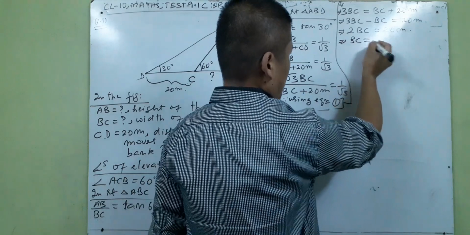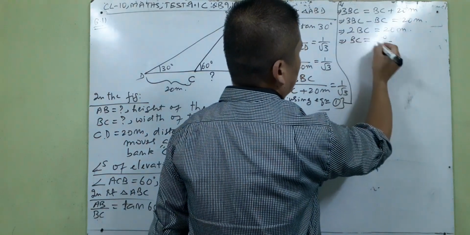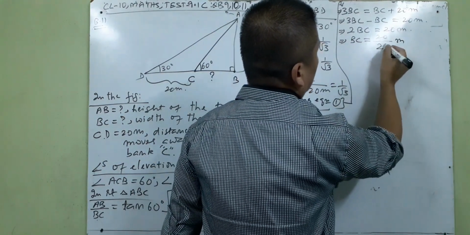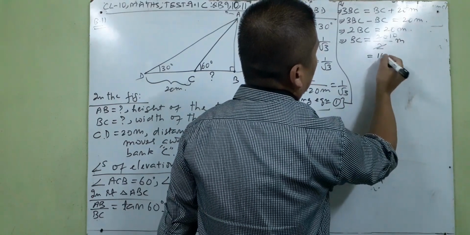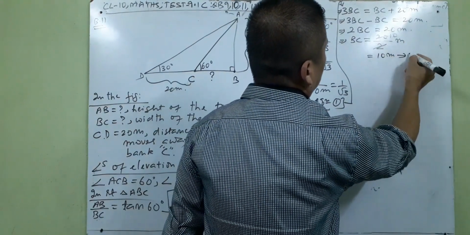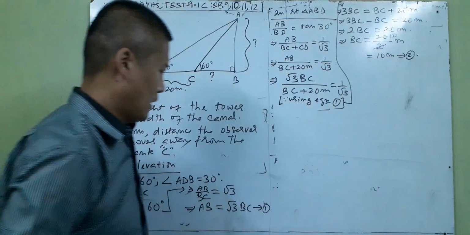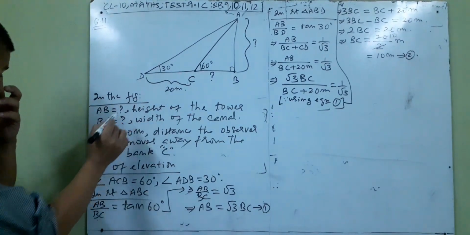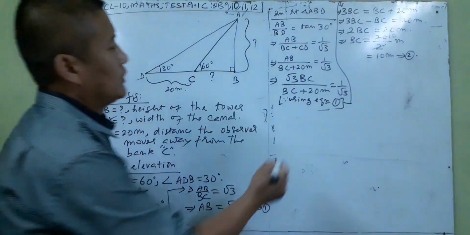So BC is a simple matter of 20, and this 2 shift means we'll go to denominator. So 2 tens are 20. So 10 meter is BC. Let us put this one as equation number 2. So we got the width of the canal already. We want AB. How do we do that?